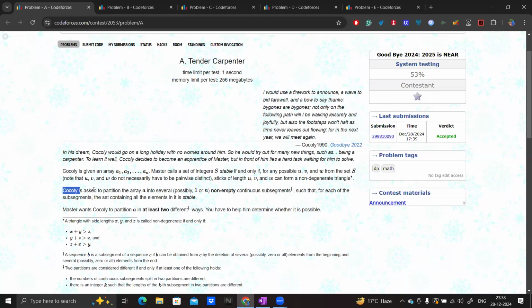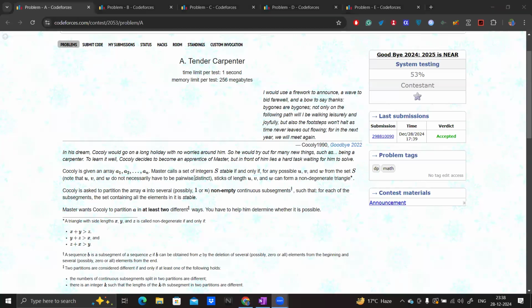Then Kokoli is asked to partition the array into several non-empty contiguous subsegments, such that for each of the subsegments, the set containing all the elements in it is stable. Master wants Kokoli to partition A in at least two different ways. You have to help him determine whether it is possible. So yeah, that is the problem.